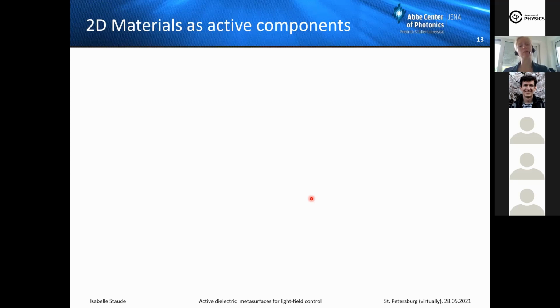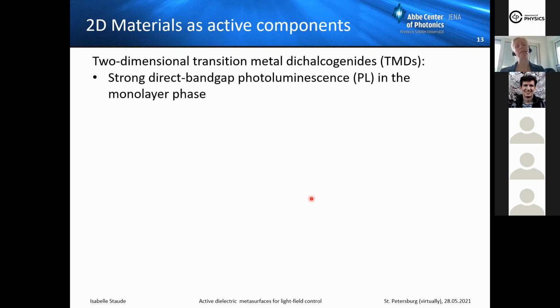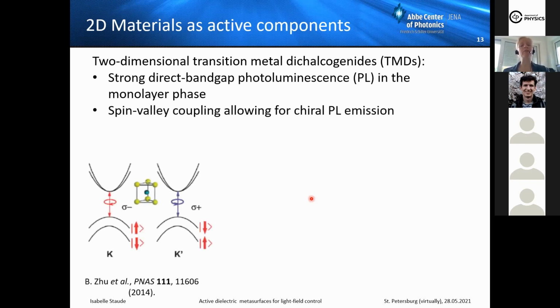it's typically what we have to do is to integrate some active components in the metasurface architecture, and 2D materials are very interesting candidates for this. In particular, when I talk about 2D materials, in most parts of this talk, these will be monolayers of transition metal dichalcogenides, something like MoS2 and so on, materials of this family. They are particularly interesting because if thinned down to the monolayer, they show a strong direct bandgap photoluminescence. They also show spin valley coupling effects. And for us, it's particularly interesting because this allows for chiral photoluminescence emission, which is very interesting to couple to nanostructures. And from an application point of view, people like to use this spin valley coupling for so-called valleytronics.